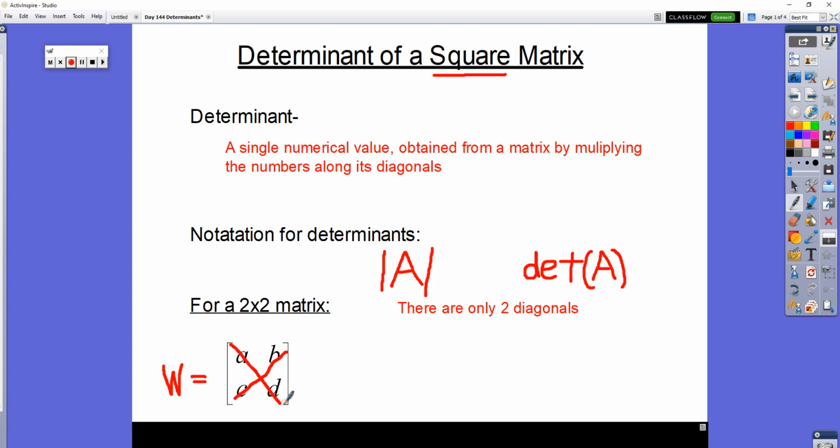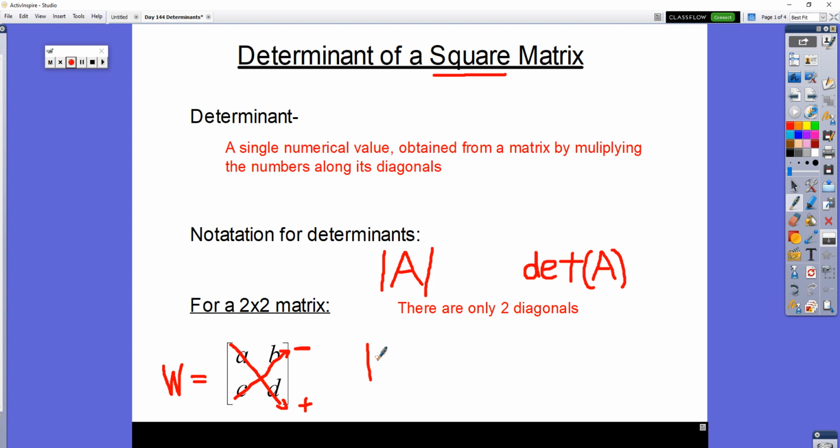Any diagonal that's going in this direction, from the upper left to the lower right, is considered to be going in the positive direction. So whatever the product is going in that direction, you're going to leave it alone. If it's positive, you're going to leave it positive. If it's negative, you're going to leave it negative. However, the diagonal that's coming back in the opposite direction, from the lower left towards the upper right, is considered to be going the wrong way. And therefore, whatever the product is along this direction, you're going to negate it.